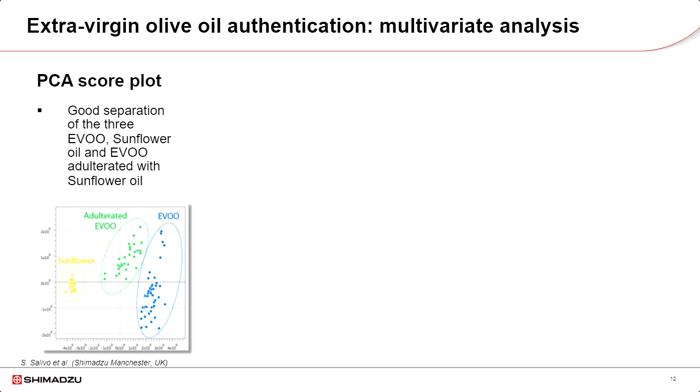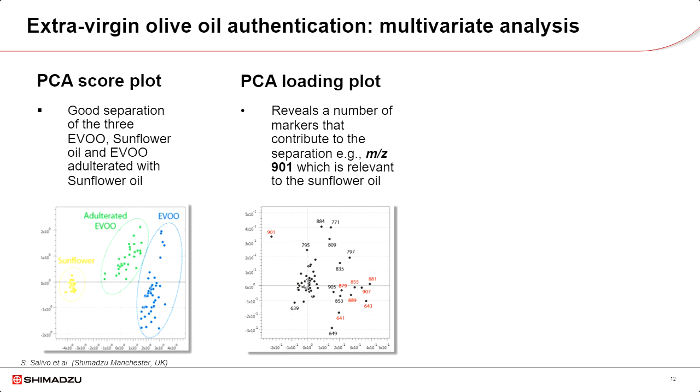plot on the left. The PCA loading plot suggested various potential markers that contribute to the separation, so that points which are further away from the origin greatly contribute to the separation, and also their position on the plot suggests which group they are more important. For example, the marker at m/z 901 is located in the left-hand side of the plot, hence it's highly representative of a sunflower oil.